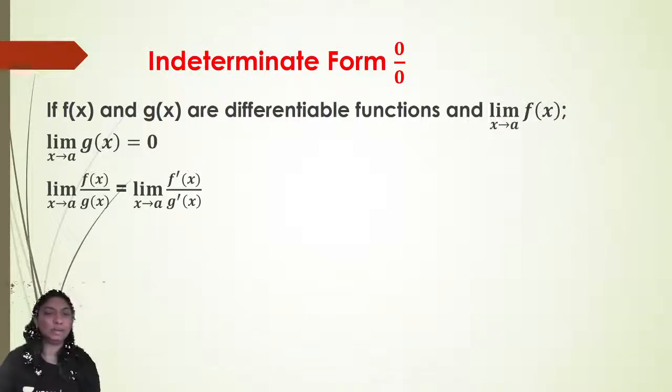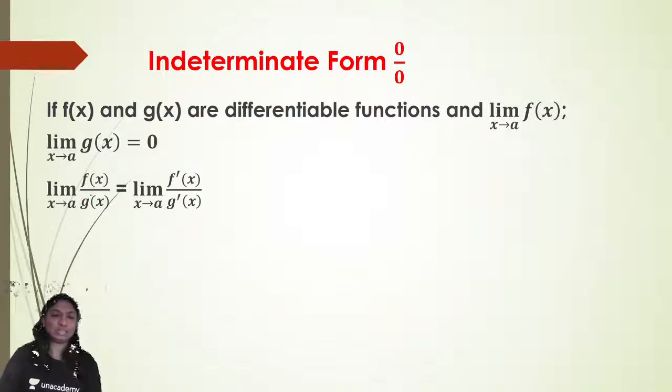First we will see: if f of x and g of x are differentiable functions, and the limit as x tends to a of f of x and the limit as x tends to a of g of x are both 0, then the limit as x tends to a of f of x upon g of x is equal to the limit as x tends to a of f dash of x upon g dash of x, and this process will continue. It means if you get the 0 upon 0 form here, then this process will continue till you get a finite limit. So till then the process will continue.